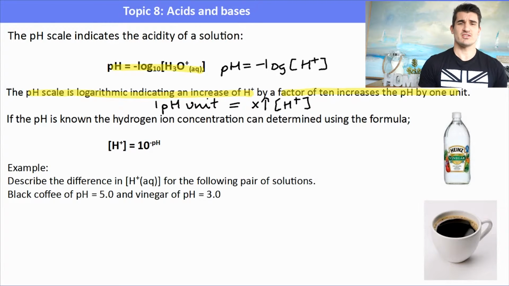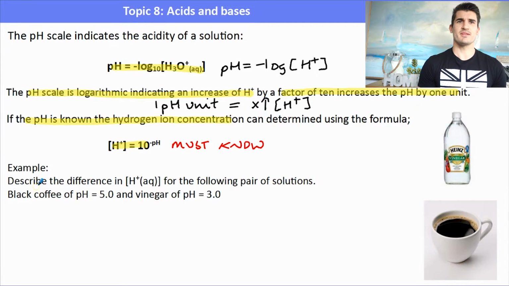If the pH is known, the hydrogen ion concentration can also be determined by using the inverse of the formula. So the concentration of H plus is equal to 10 to the minus pH. These two formulas you really just need to know and remember for the exam.